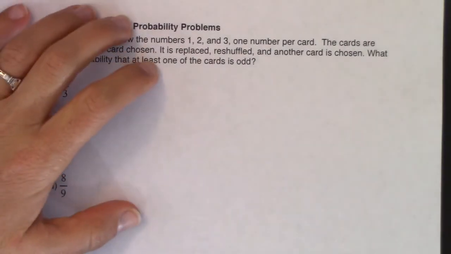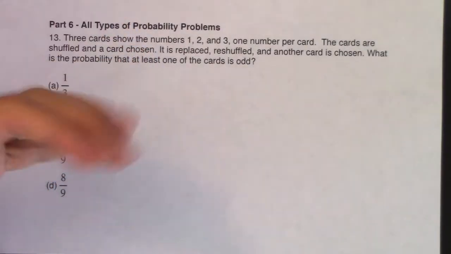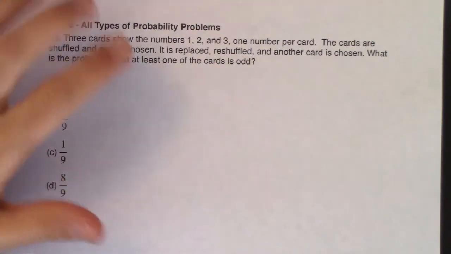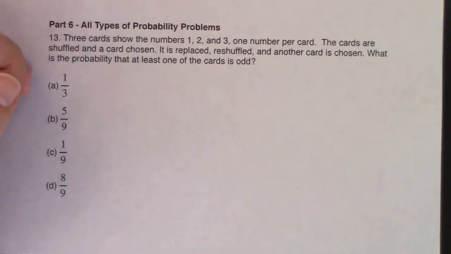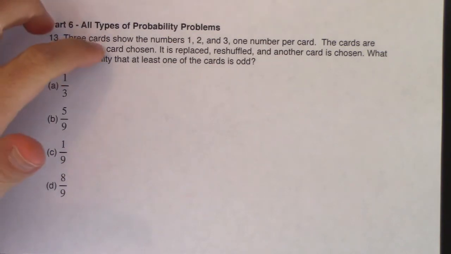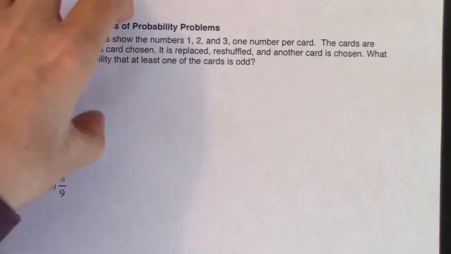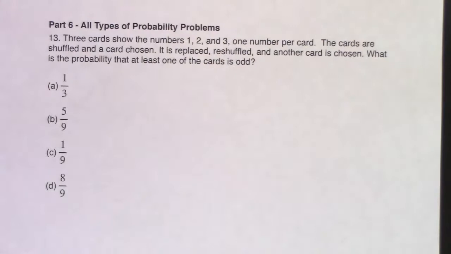Okay, so looking at this, I see this is not a table problem. This is not a formula only because there's words. There's a little bit of counting to it. But to me, when I read this, this sounds more like a tree because I choose a card, replace it, and then choose a card. So I have these successive events happening that I want to keep track of.